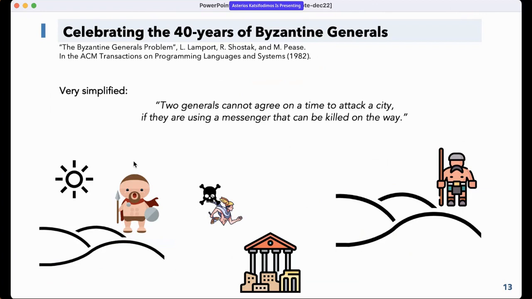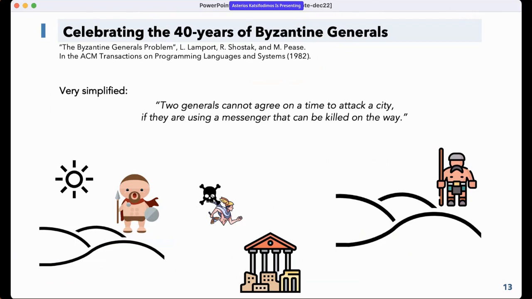Let's say this general sends to the second one, let's attack at 5. The messenger will go to the second one, who will agree, and the second one will send the messenger back to the original general. Now, the last one to send, this one, does not know if the message has ever been received by the original messenger, which means he will not attack the city, because he's not sure that the other general is going to be in the city either, right?